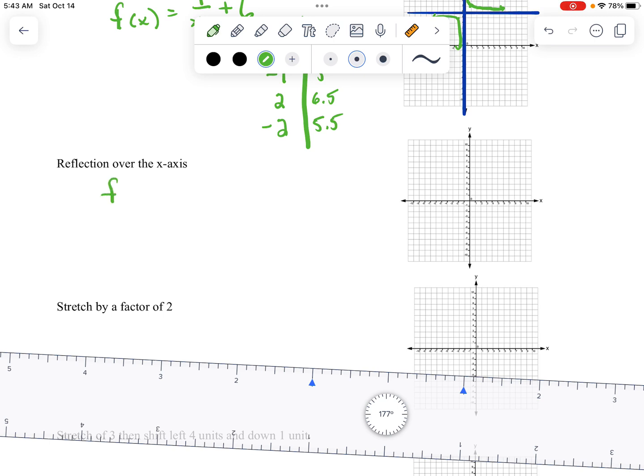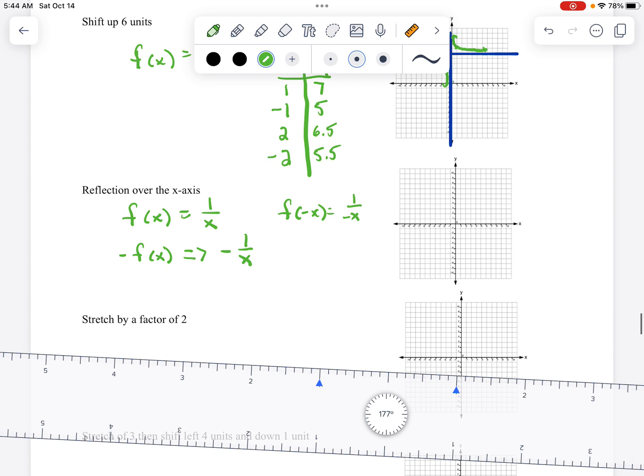So I have f of x, 1 over x is my parent function. So when I reflect over the x-axis, I want to make all my y's negative. So I want negative f of x, which gives me negative 1 over x. Now, this function is unique in that if we replace x with negative x, which is a flip over the y-axis, we actually get the same thing. And so what does that look like?